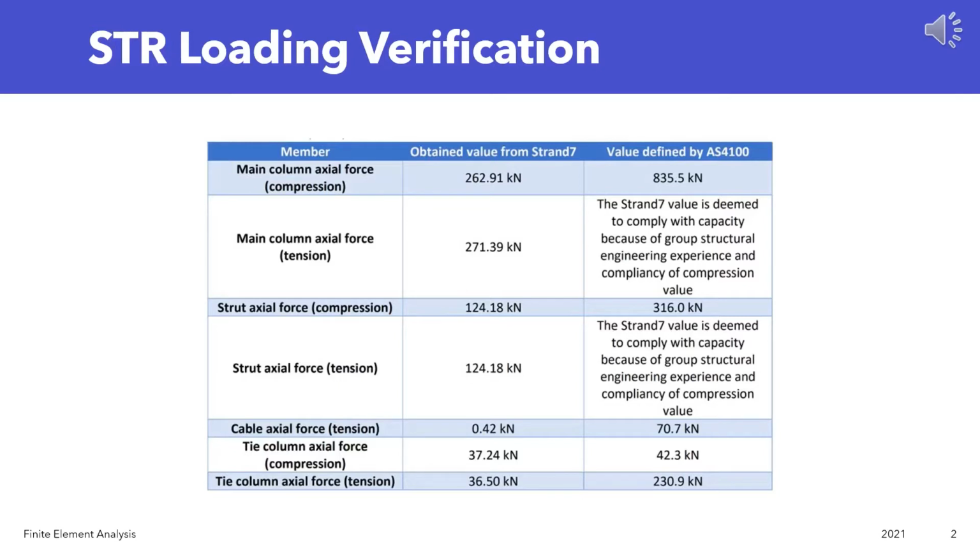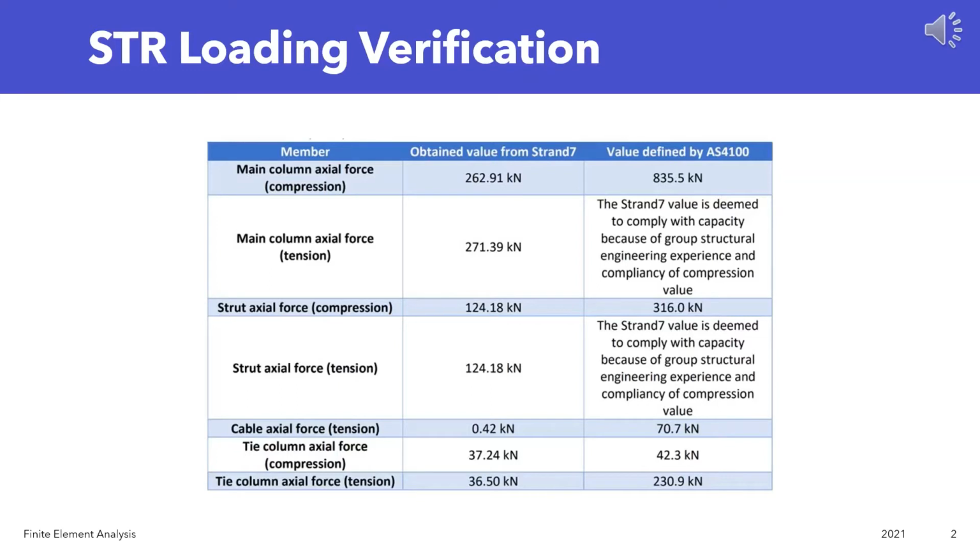The main column axial force produced a result of 262.91 kilonewtons, which is verified by the result of 835.5 kilonewtons. The strut axial force produced a result of 124.18 kilonewtons, which is verified by the result of 316.0 kilonewtons. The cable axial force produced a result of 0.42 kilonewtons, which is verified by the result of 70.7 kilonewtons.